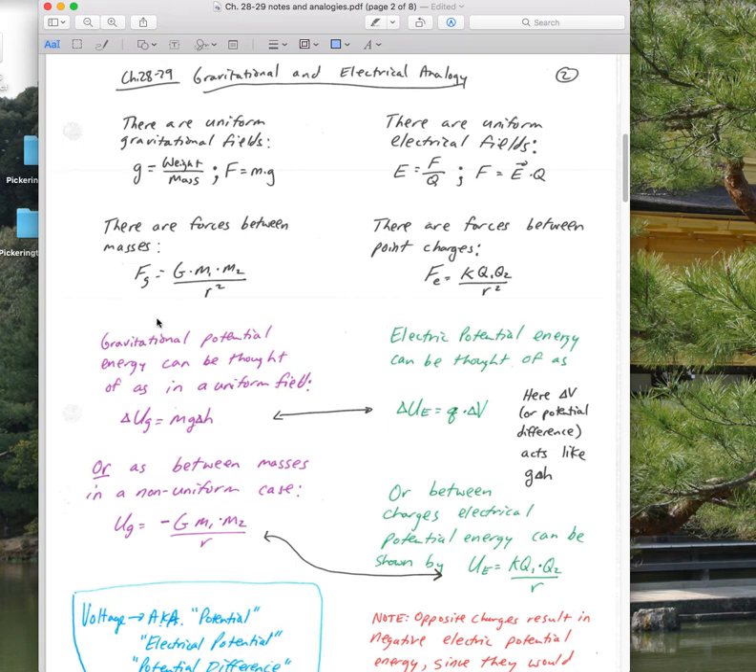So there are forces between masses. This is Newton's universal law of gravitation. There are forces between point charges. This is Coulomb's law. Very similar, right?